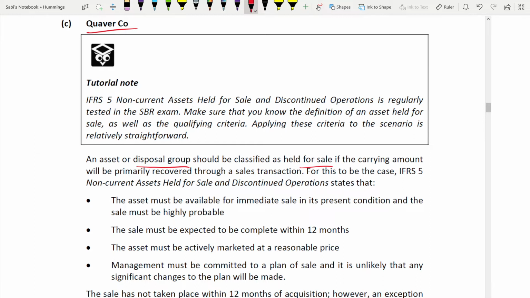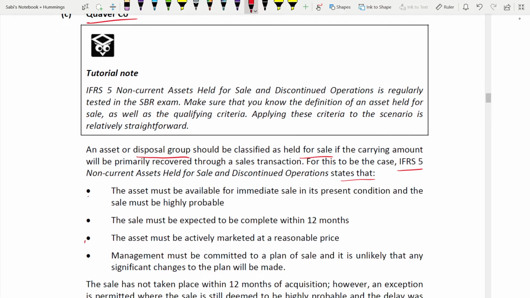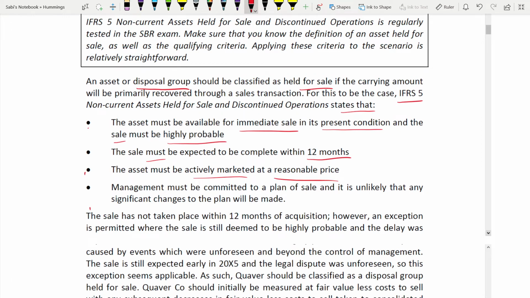For this, what does IFRS 5 state? All these four you need to write in your answer. What is it? The asset must be available for immediate sale, whatever the condition it is in, and it must be highly probable. The sale has to be expected to be complete within 12 months. It must be actively marketed. You just cannot sit with that asset thinking that the buyer will come and buy it. No, you have to actively look for the buyer at a reasonable price. Price should not be too high or low.